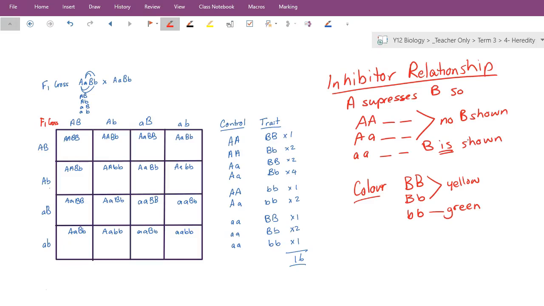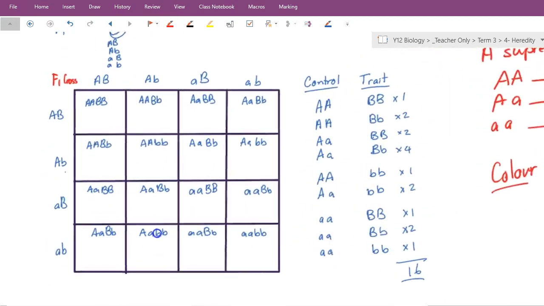But in this case, A is trying to stomp B down and not let B have a go. So you can have these green and yellow versions of your alleles, but if A has any dominant letters, it will make a protein that stops B from even showing itself. So let's have a look at our little dihybrid cross here.